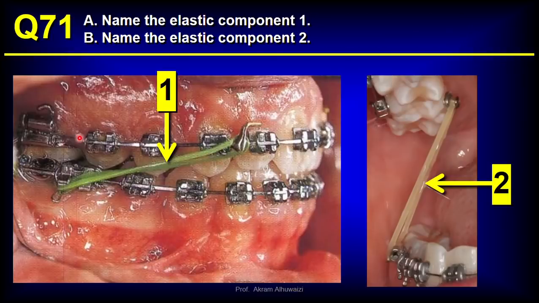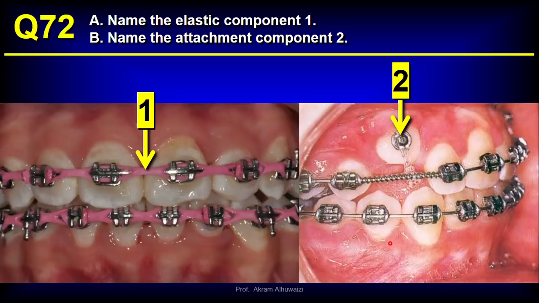Name the elastic components. 1 is an intermaxillary elastic and 2 is a cross elastic. Name the elastic components. 1 is a power chain or an elastic chain, and name the attachment component. 2 is a button.